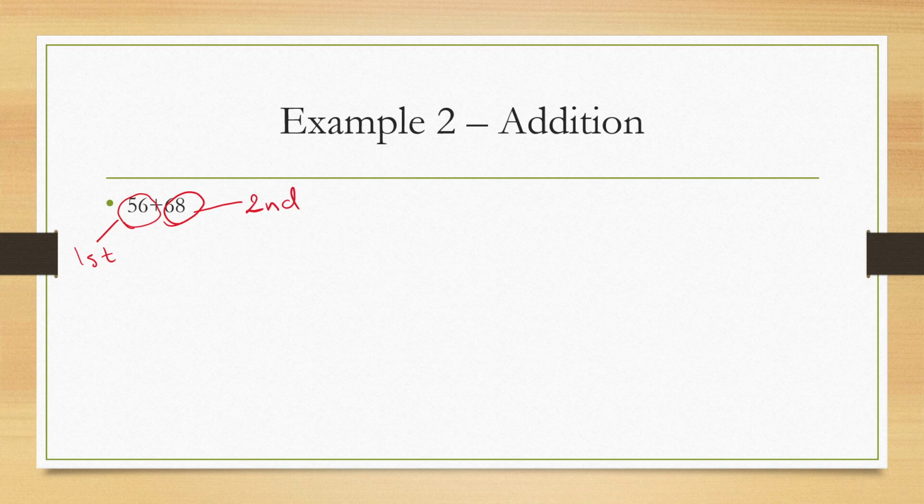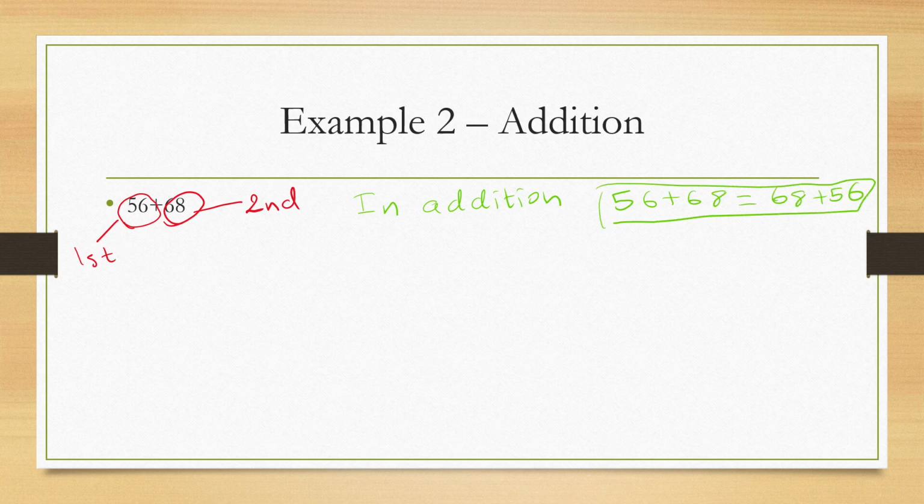Okay, so this is the case I mentioned earlier. In addition, 56 plus 68 is the same as 68 plus 56 because addition is something called commutative, if I remember correctly. You can add it either way. So 56 plus 68 and 68 plus 56 both give the same thing. But if one of them were a minus sign, say for example minus 56 plus 68, that would not equal 68 minus 56. That will be completely different, and I will show you that in a later example.